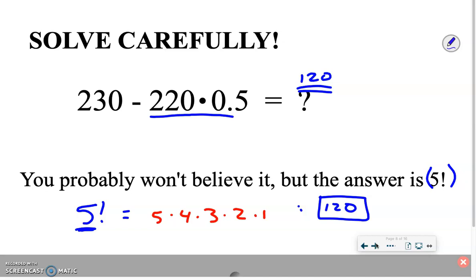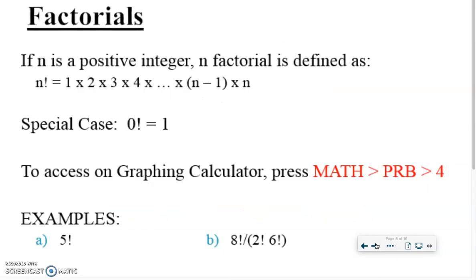So when you originally looked at this and you saw the 120, you were right. It's just that that's equivalent to 5 factorial. All right, so the reason why we bring that joke in is that we need to talk about factorial.